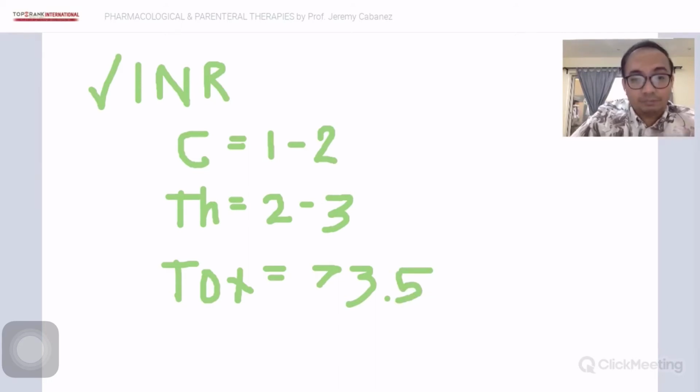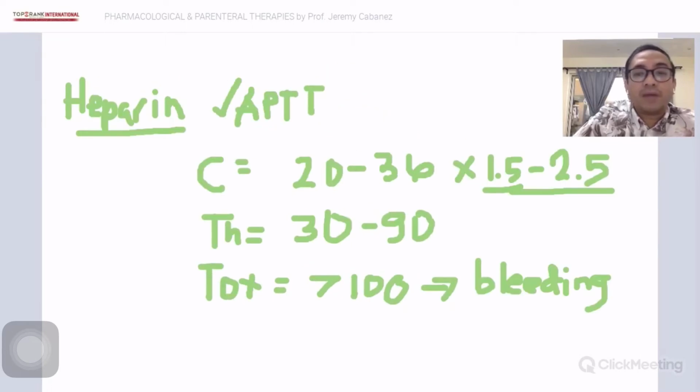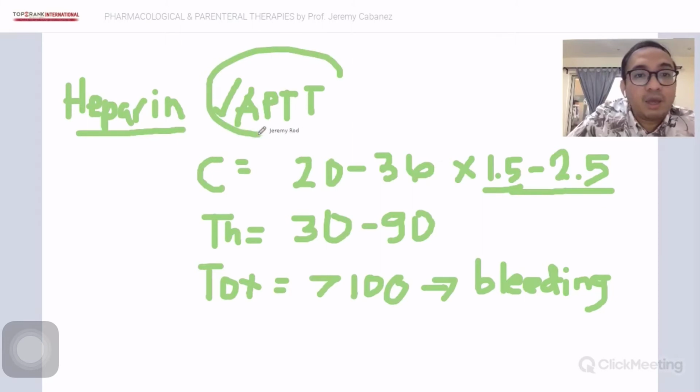All right, now let's go back into the scenario. Let's review. When we talk about heparin, what should you monitor? You monitor APTT. What's the control value without the drug? 20 to 36. How would you know if it's therapeutic? Just multiply it by 1.5 to 2.5, right? So you will get 30 to 90. How would you know if it's toxic? It is toxic if it is more than 100. And what would be the condition? It would be risk for bleeding.